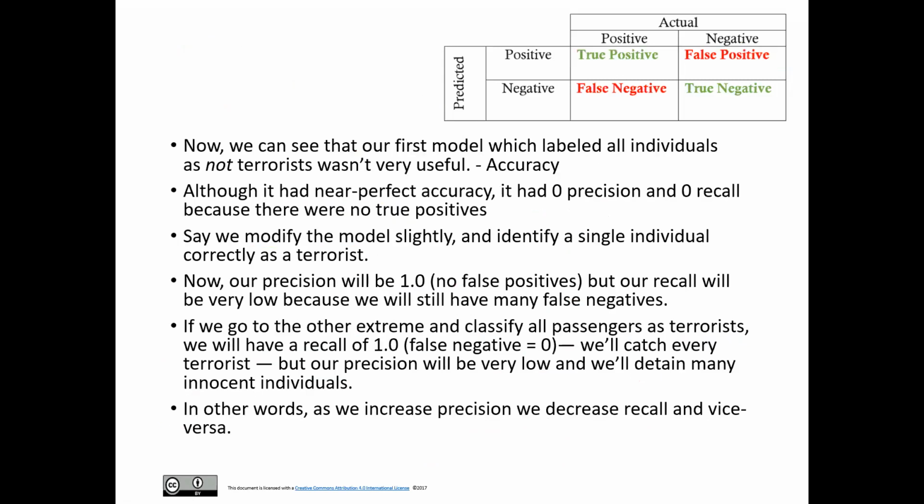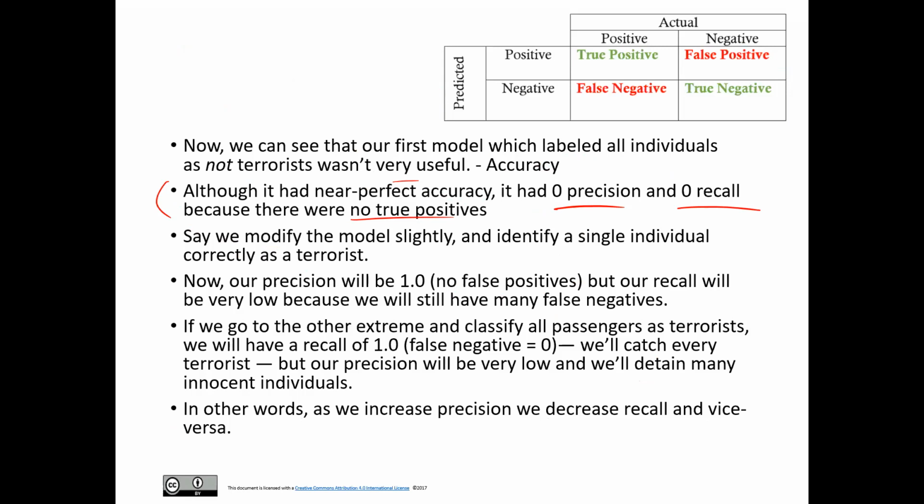So now we can see that our first model, which labeled all individuals as non-terrorists, wasn't very useful. That was accuracy. So hopefully that makes more sense. Although it had near perfect accuracy, it had zero precision and zero recall because there were no true positives.